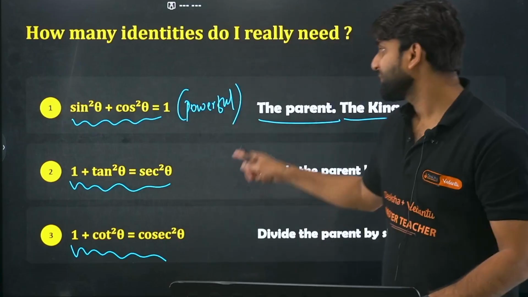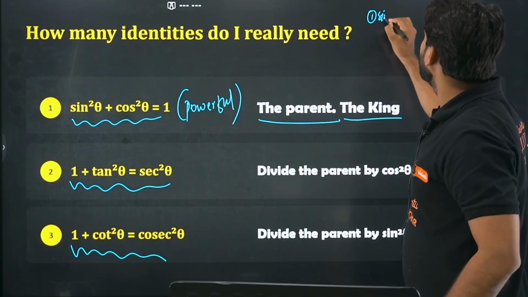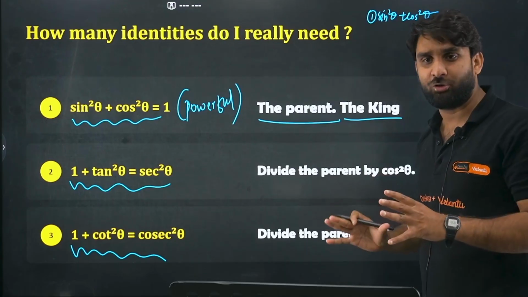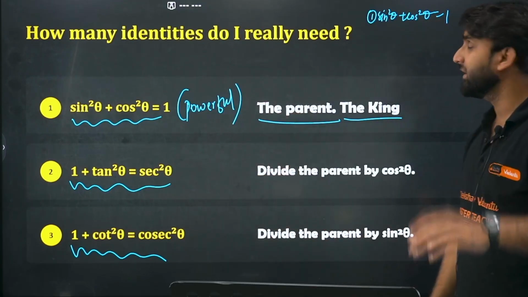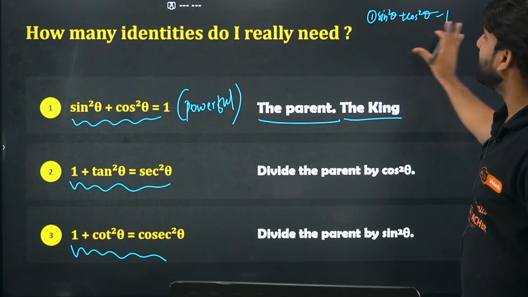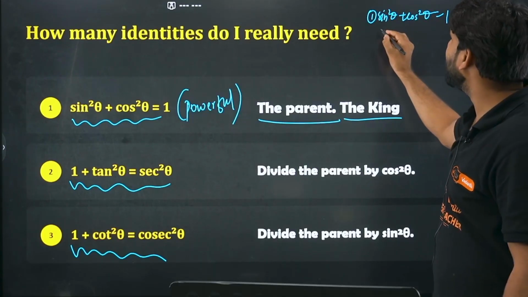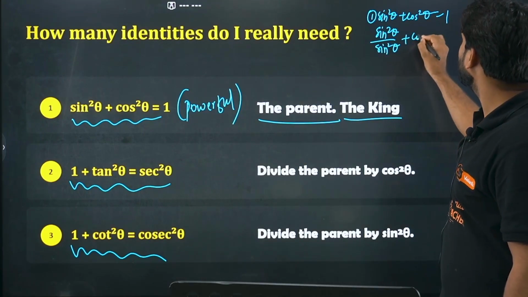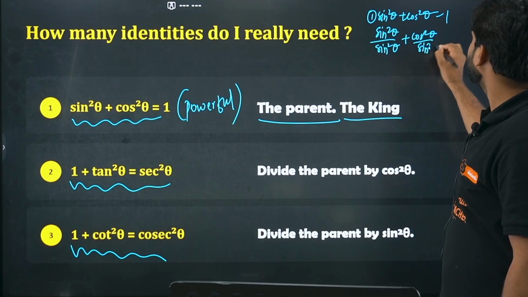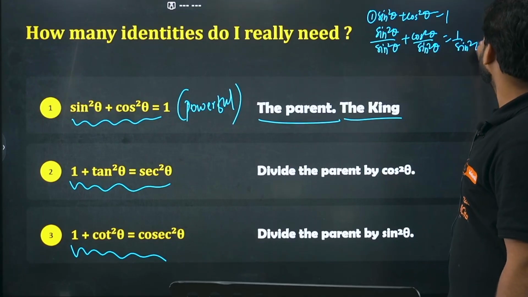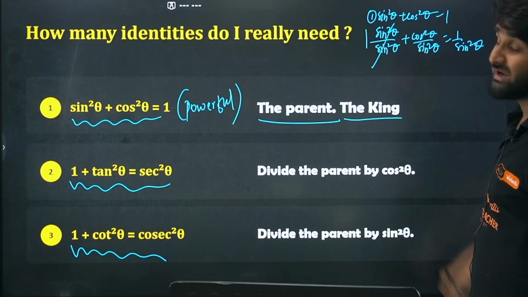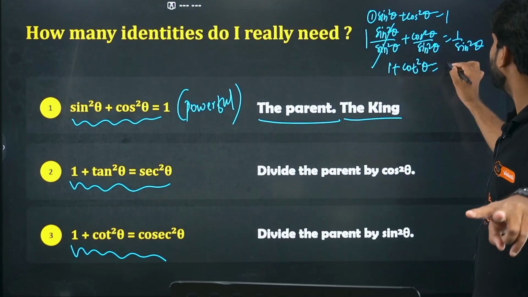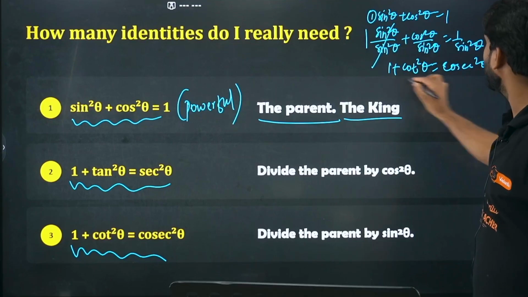So my dear champion, we have the first identity, sine square theta plus cos square theta is equal to 1. Please keep this identity in your mind. This will automatically memorize for you. Don't worry. So if we divide this entire identity, both sides, by sine square theta: sine square theta divided by sine square theta, cos square theta divided by sine square theta, and 1 by sine square theta. So sine by sine is 1, and cos by sine is equal to cot. So this is 1 plus cot square theta, and 1 by sine square is cosec square theta. Oh my god, this is the third identity.